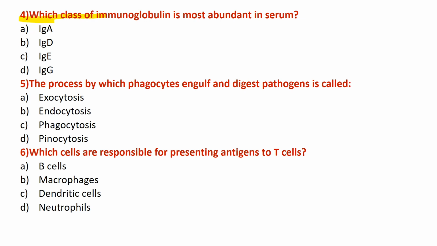Fourth question is, which class of immunoglobulin is most abundant in serum? And the right answer is option D, IgG is the most abundant in serum. Question number 5 is, the process by which phagocytes engulf and digest pathogen is known as? And the right answer is option C, phagocytosis.